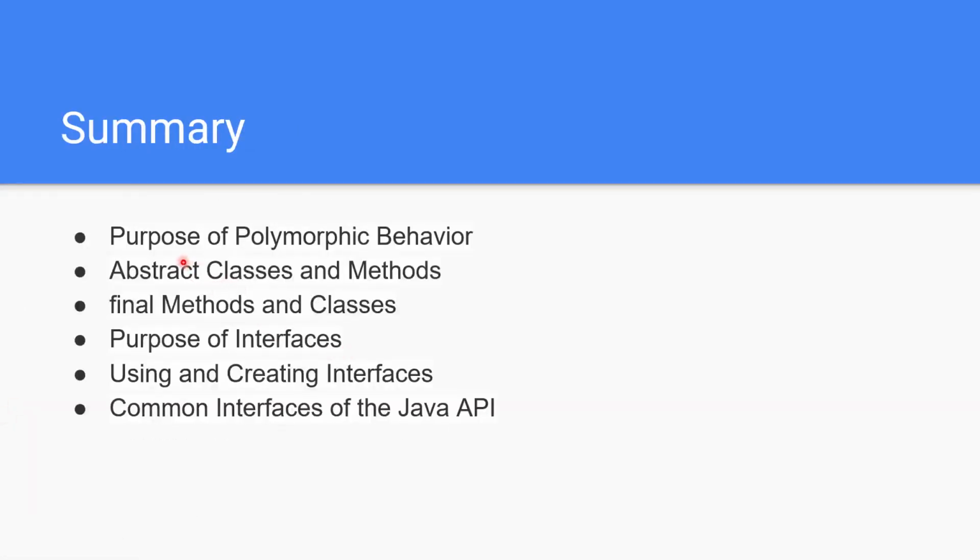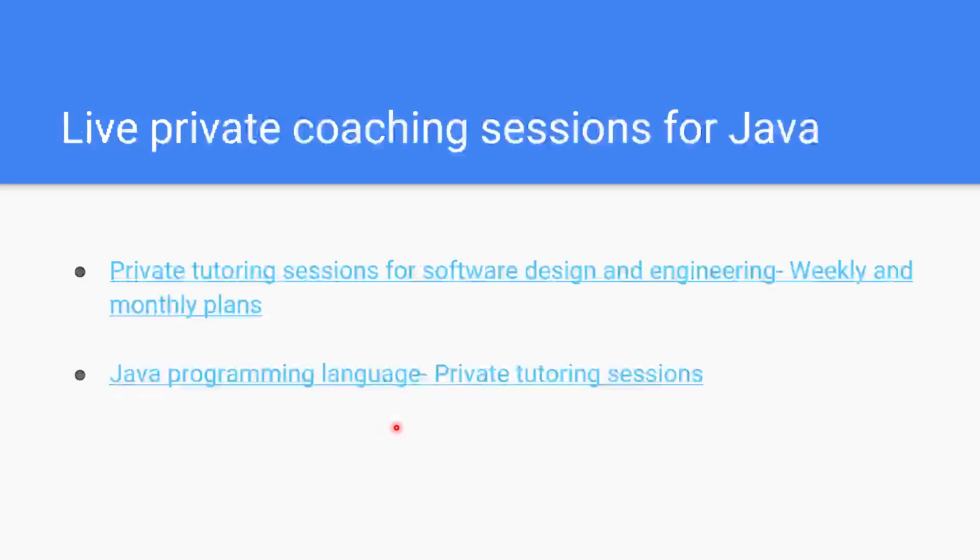And here is our summary. We discussed the purpose of polymorphism, abstract classes and methods. We reviewed those, final classes and methods, the purposes of interfaces, using and creating interfaces, and our assignment is going to take a look at interfaces in the Java API.